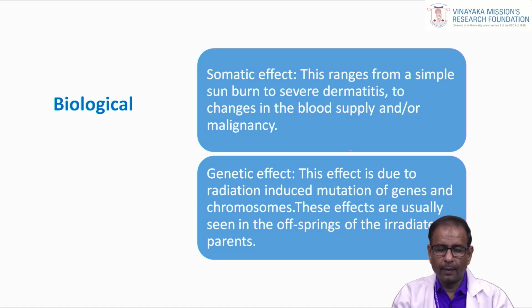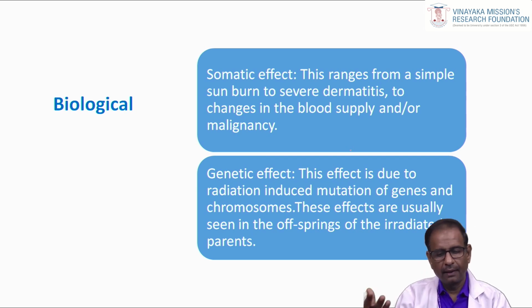Then go for biological properties. There are 2 effects, somatic effect and genetic effect. Somatic effect ranges from simple sunburn to severe dermatitis. It's a harmful radiation because it is ionizing radiation. So it changes the blood supply and changes the DNA, and changing the DNA means it can change the cell differentiation. So it leads to malignancy. Radiation induced malignancy is possible.